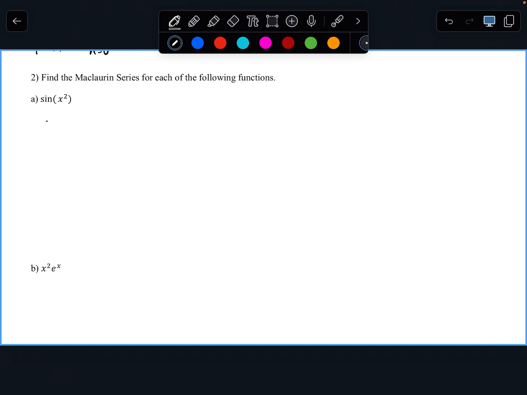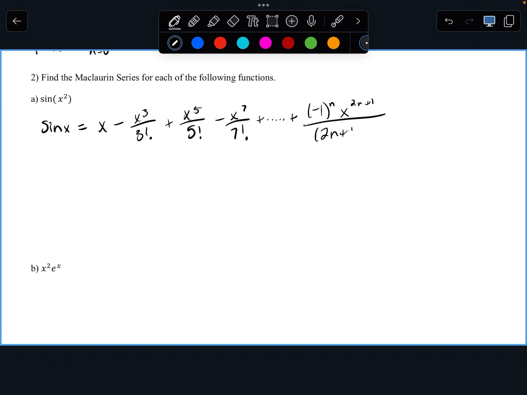You realize, hey, it's sine. So then you say to yourself, hey, I know what sine is. You know sine starts with what? x minus x cubed over 3 factorial plus x to the 5th over 5 factorial. I usually do a couple, 7 factorial, dot, dot, dot, and then you get alternating x to the 2n plus 1 over 2n plus 1 factorial.